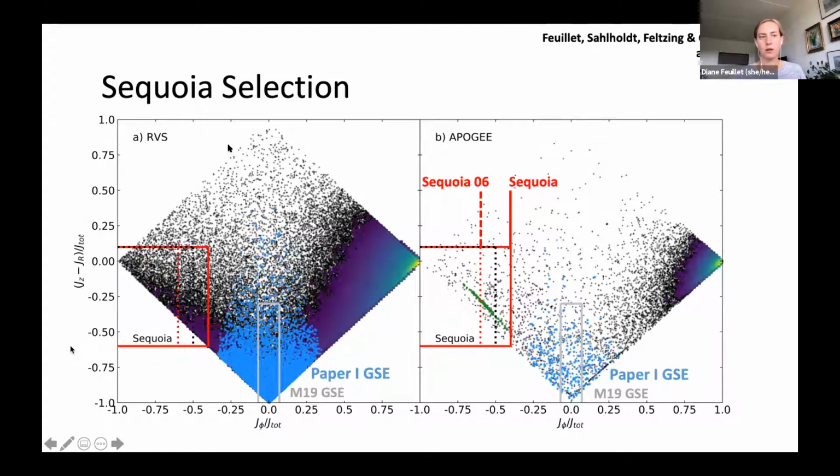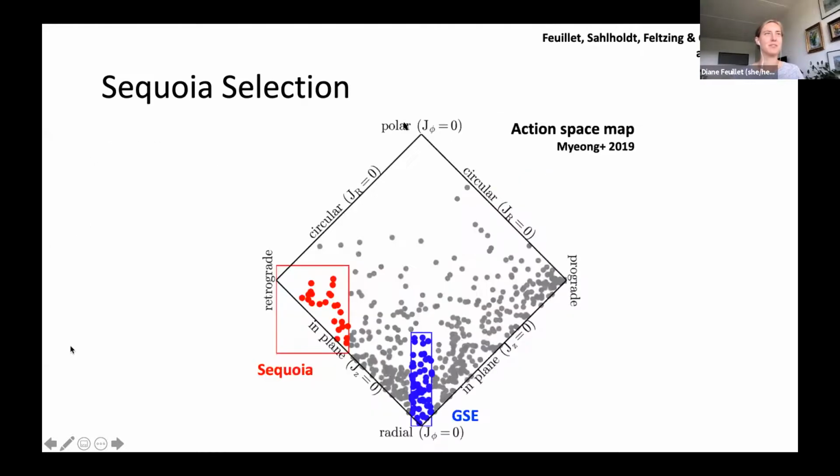So here are our Gaia RVS and APOGEE samples in this same radial action space. Sorry, what do we call it? Action space map, right?